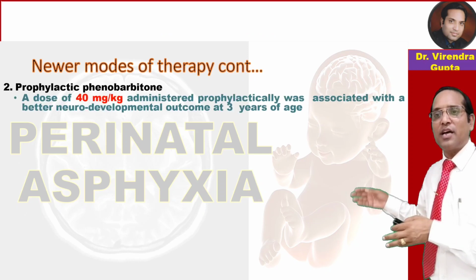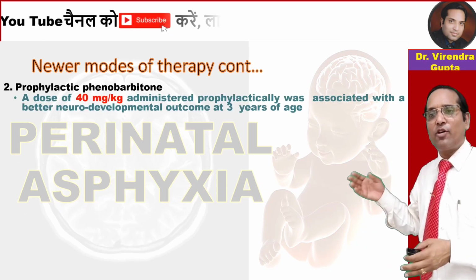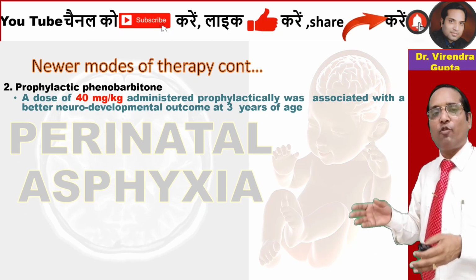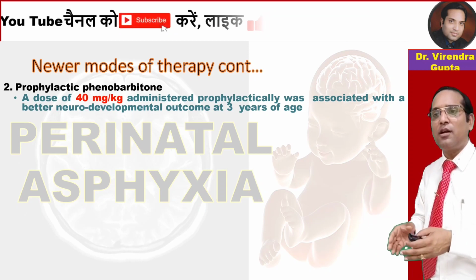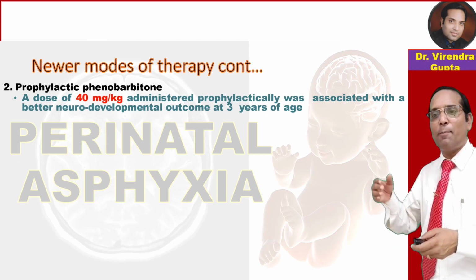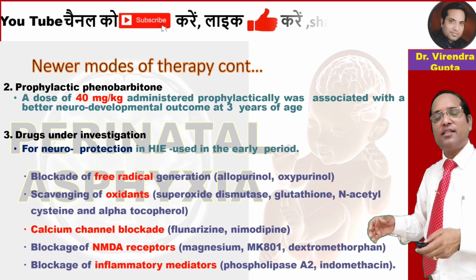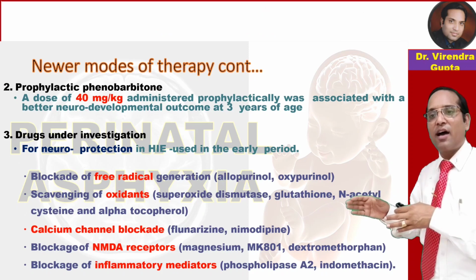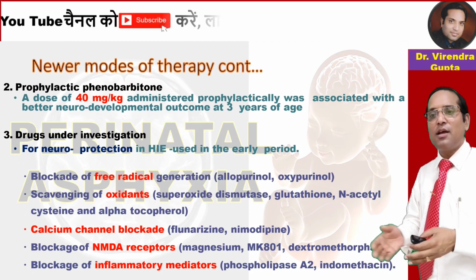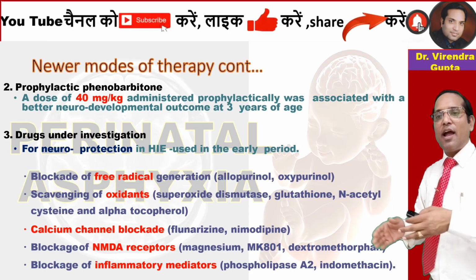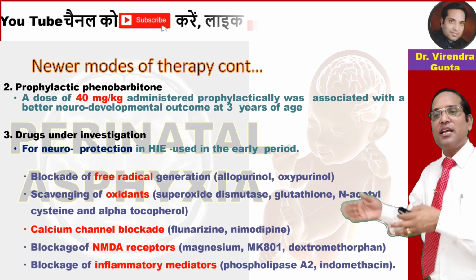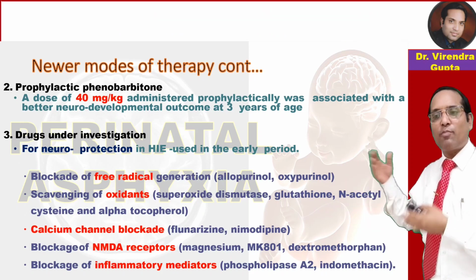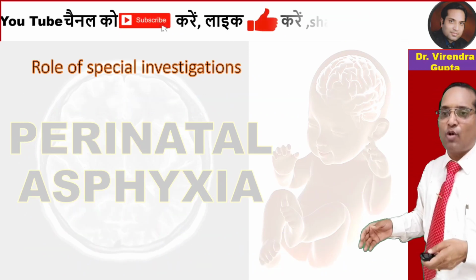Another newer mode is prophylactic phenobarbital, which can be given at a dose of 40 mg per kilogram, administered prophylactically, and is associated with better neurodevelopmental outcome at 3 years of age. And the drugs under investigation for neuroprotection are blockade of free radicals and scavenging of oxidants, calcium channel blockers, NMDA receptor blockers, and inflammatory mediator blockers.